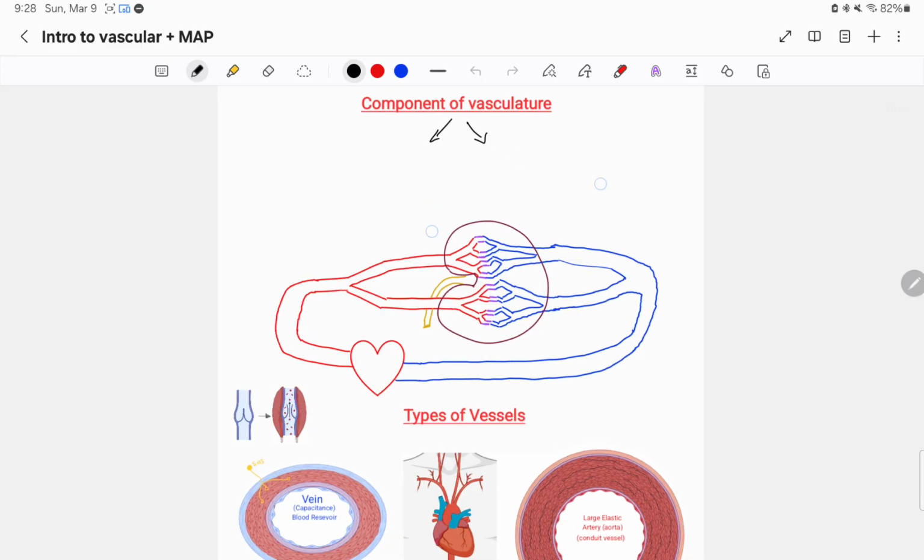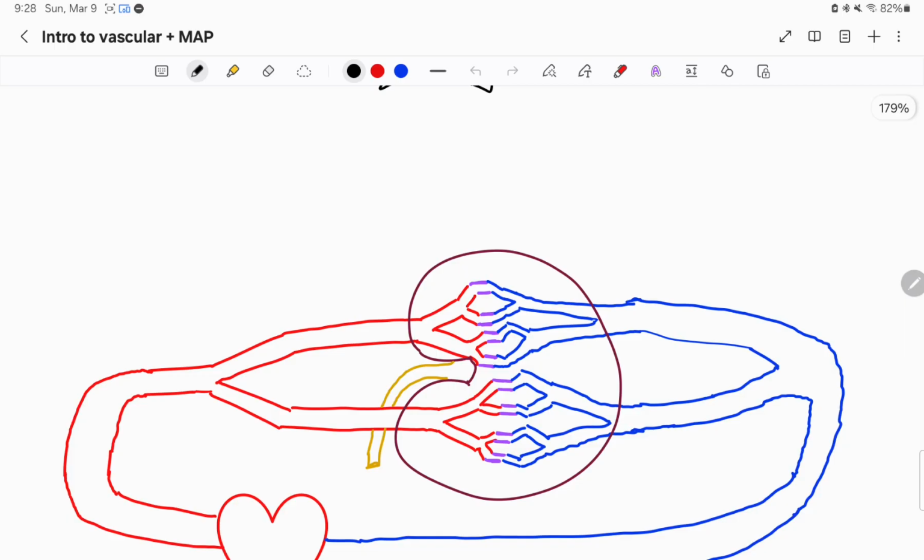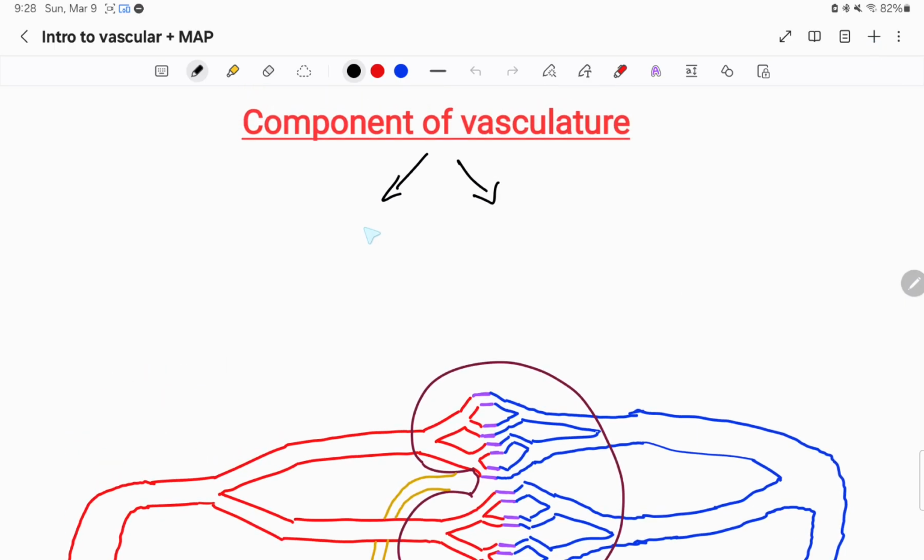Let's get into it. So when we talk about the vasculature, okay, we can actually split the vessels that exist within it into two types. We can say that there are macro vessels and there are micro vessels. Okay, so micro and macro vasculature. What does the macrovasculature contain? The macrovasculature contains things like your veins and your arteries.